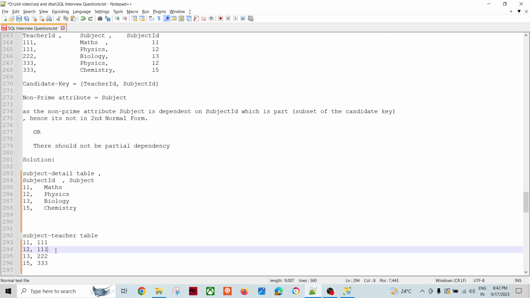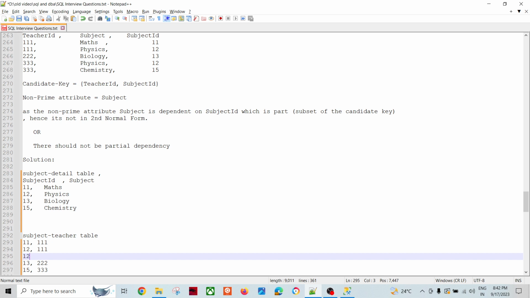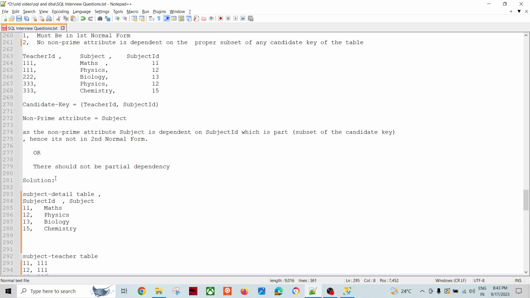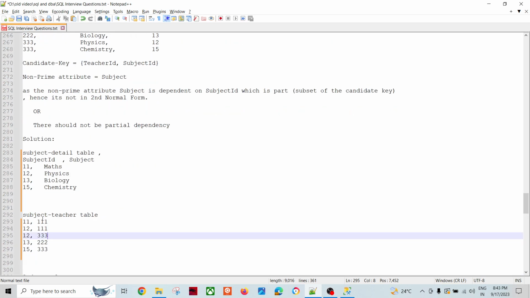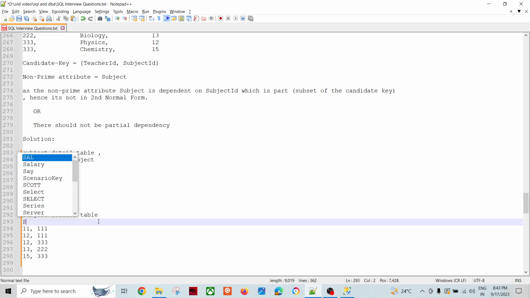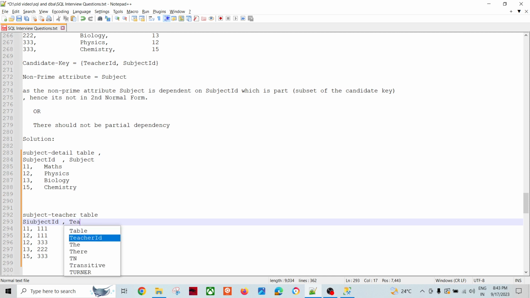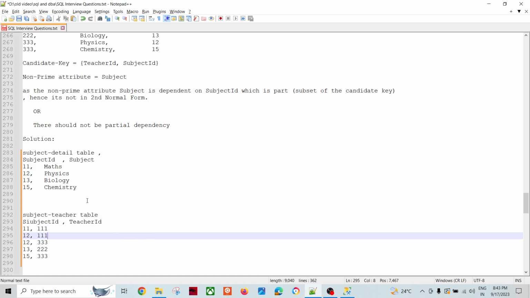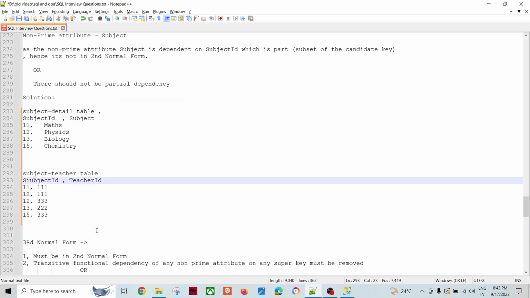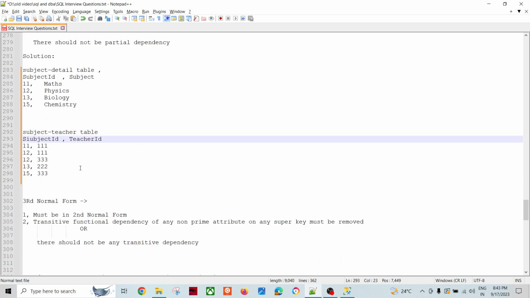Do we have anything? So 12 is also taught by 333, right? Sorry, 333. So this is how we can eliminate this one, right? So it is called subject ID and the teacher ID. Now it is in second normal form.